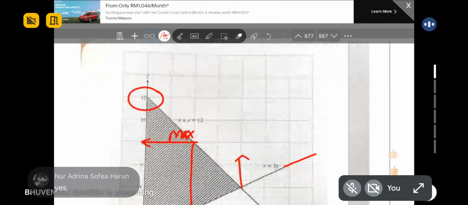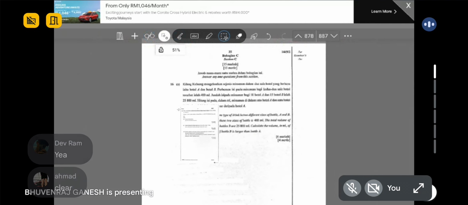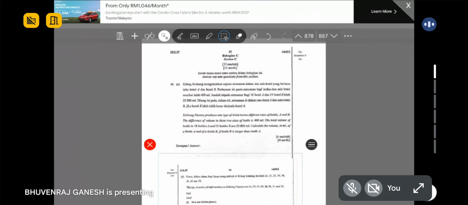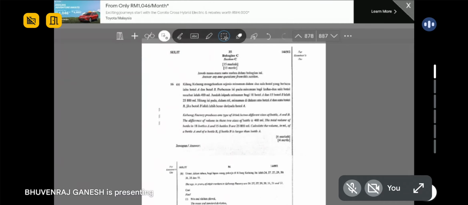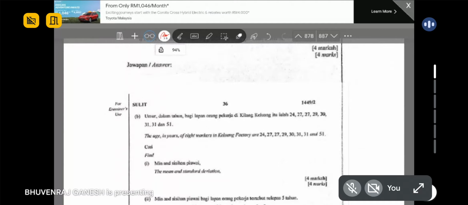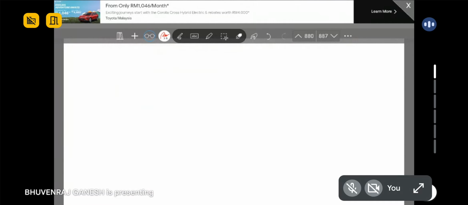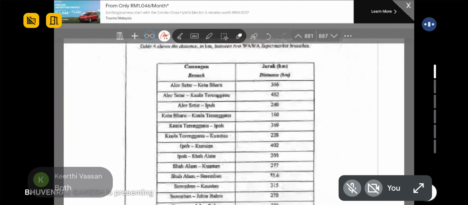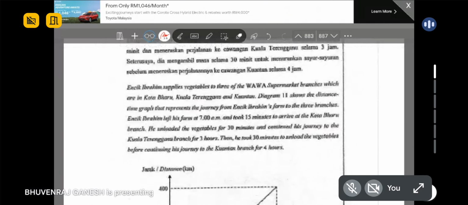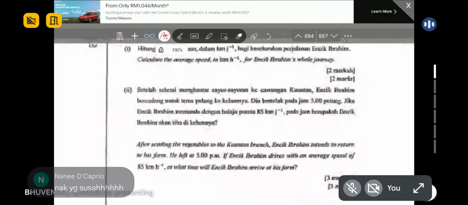Can, okay, next one. Now we come to section C, guys. For section C, you guys need to do only one question. Satu soalan. So can you guys tell me which question do you want me to discuss? Yang mana nak bincang? So I show you guys the question. This one is question 16, and then this one is question 17. So you guys tell me which question do you guys want? I will only discuss one, guys, because I want to teach objective also. Saya nak bincang objective juga.